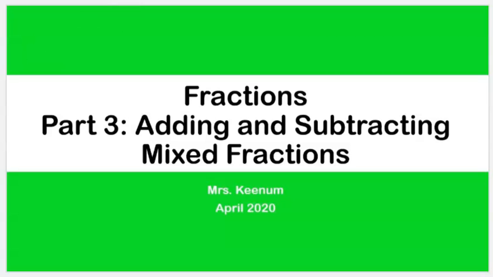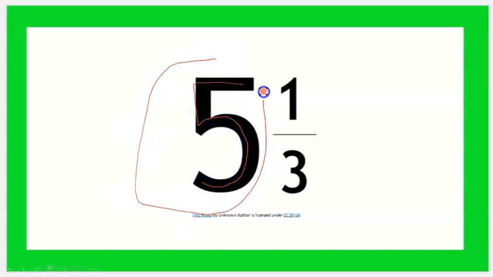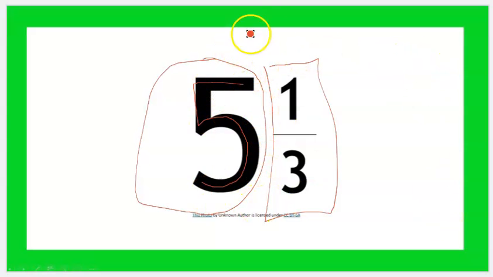So to get started, let's talk about what a mixed fraction is. Before we can add and subtract fractions, we first have to know what mixed fractions are. A mixed fraction is a fraction that includes a whole number plus the fraction. So right here, 5 is our whole number, and then the 1/3 is our fraction. A mixed number includes both the whole number and the fraction itself.